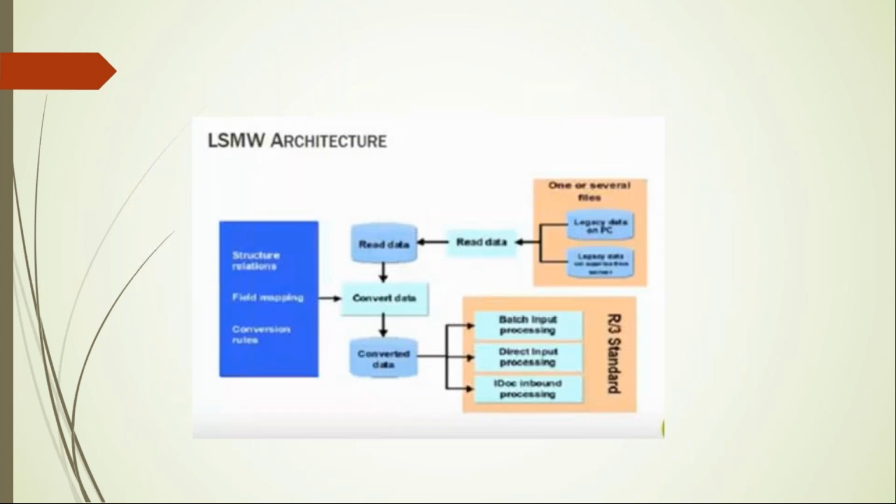So we are creating the structure relations and field mapping conversion rules, and then we are converting the data here, and then it is reading the data with this structure relation. It is reading the data from the non-SAP. This is legacy data on a PC, which is read and converted with the help of our customization structure relations to get the converted data.